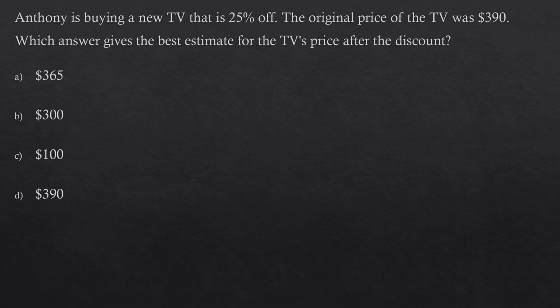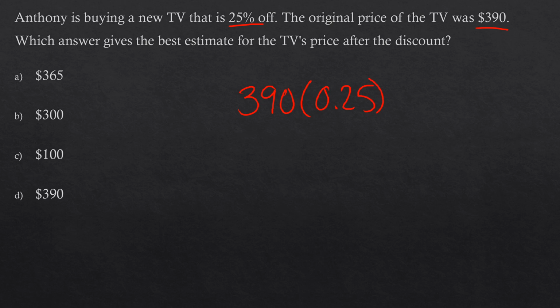All right, our next question says that Anthony is buying a new TV that is 25% off. The original price of the TV was $390. Which answer gives the best estimate for the TV's price after the discount? So I see that I have a percent and a number, 25% and a number. I want to multiply them, but remember, I need to first multiply them with 25% as a decimal. So I have 390 times 0.25.